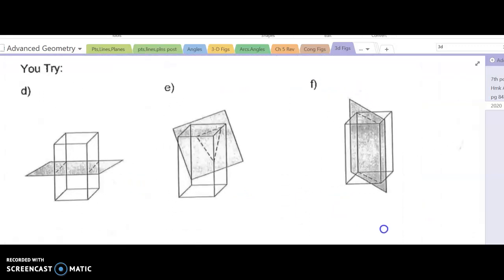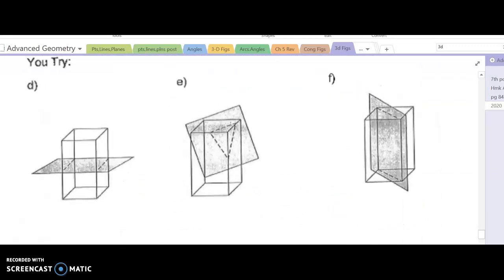So here's the you try. Give your best guess as to what you think these cross sections are. Pause the video, you try, and then come back.